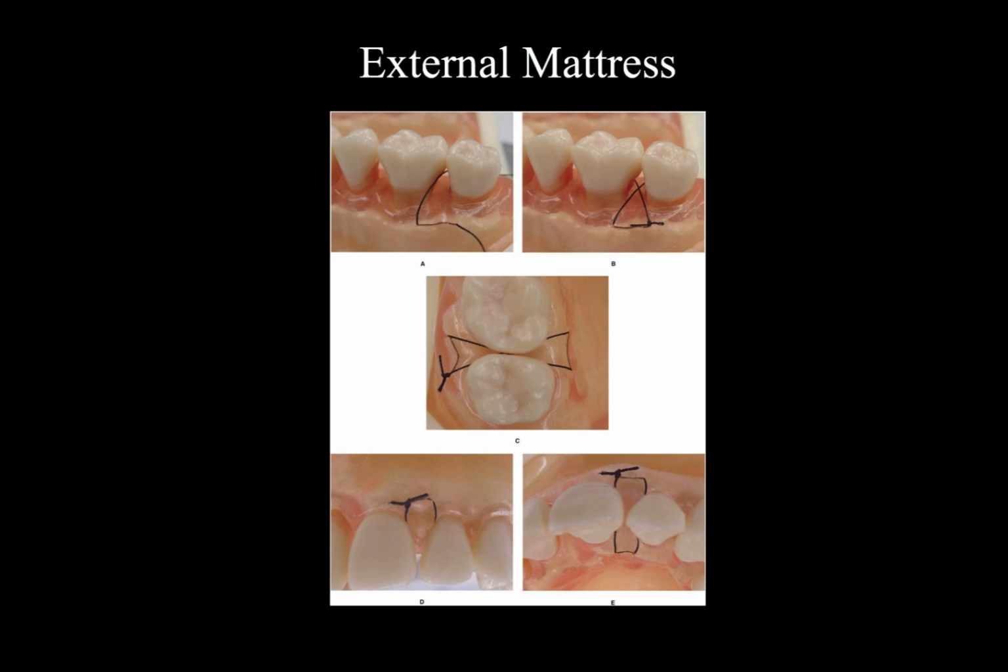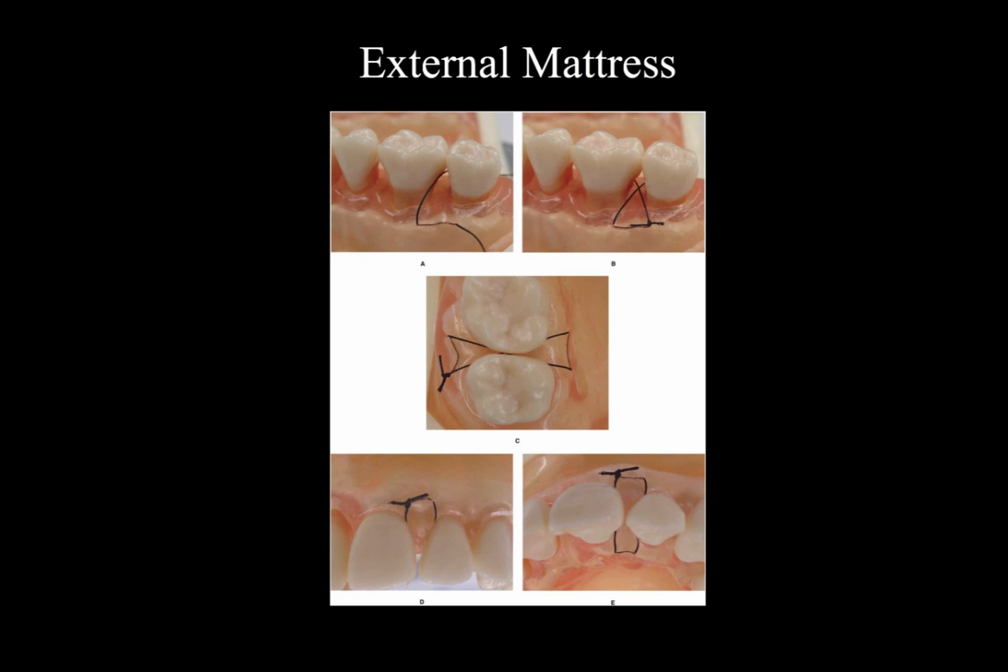The external mattress suture is useful in areas where it is advantageous to keep the bulk of the suture material outside the flap. If interproximal intrabony defects are treated with bone grafts, the external mattress eliminates or minimizes the amount of suture in contact with the graft material. In addition, mattress sutures can better control positioning of the papilla without creating additional tension on the papilla tip.